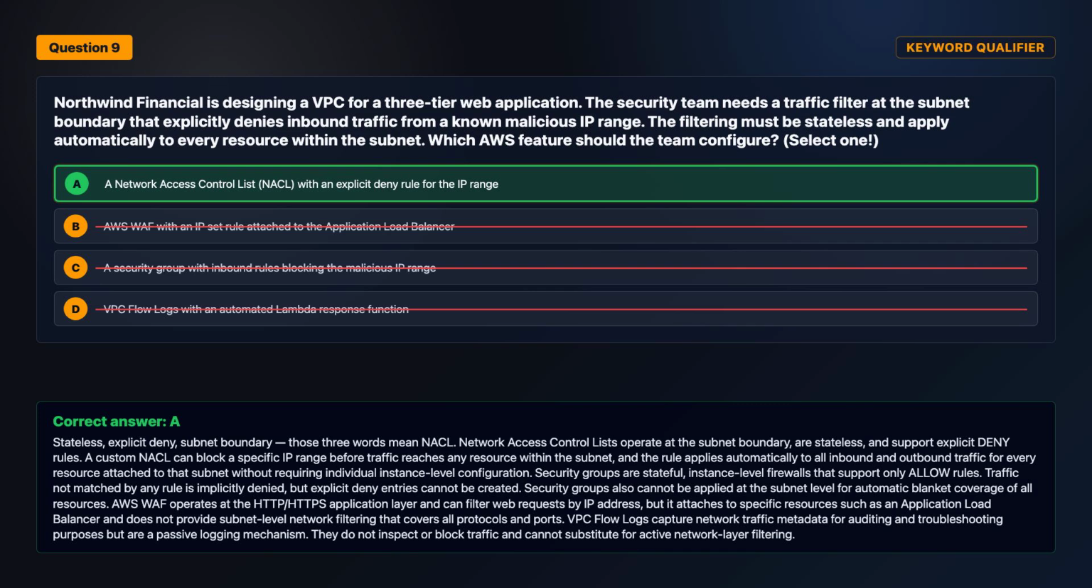AWS WAF operates at the HTTP/HTTPS application layer and can filter web requests by IP address, but it attaches to specific resources such as an application load balancer and does not provide subnet-level network filtering that covers all protocols and ports. VPC flow logs capture network traffic metadata for auditing and troubleshooting purposes, but are a passive logging mechanism. They do not inspect or block traffic and cannot substitute for active network layer filtering.